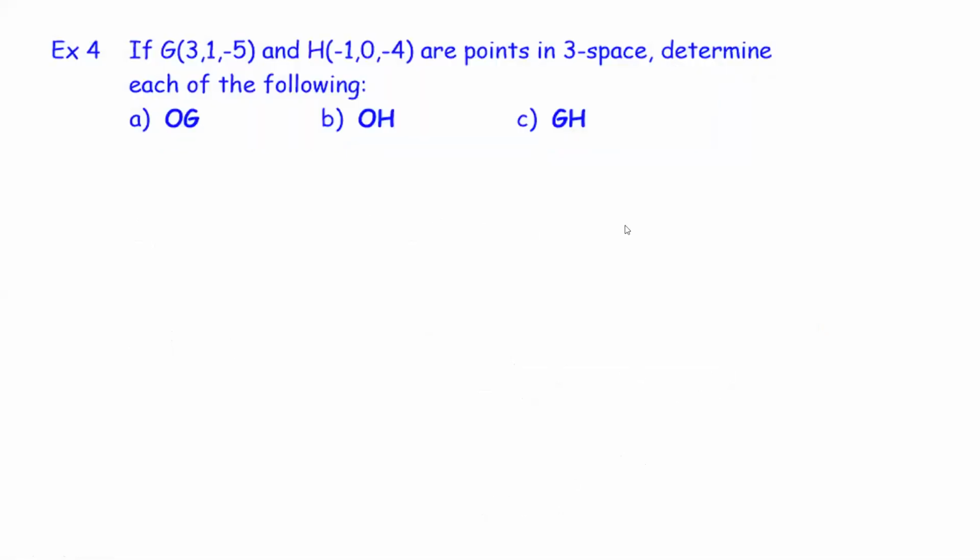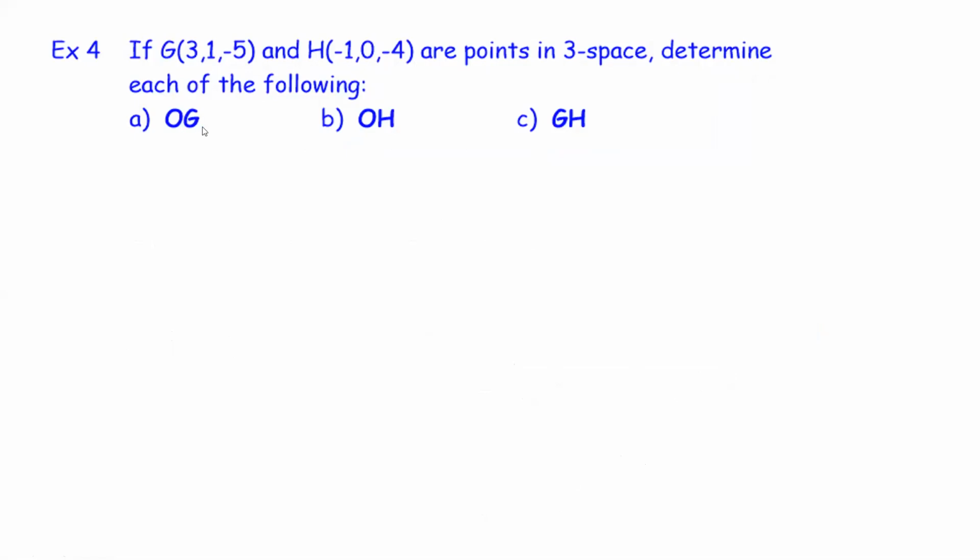Okay, now let's do a few more here. I'll do the first ones with you, and then I'm going to give you some to try on your own. I'm given a point, well, actually 2 points. One is called G, one is called H, and they're points in 3 space. And I'm asked to determine each of the following.